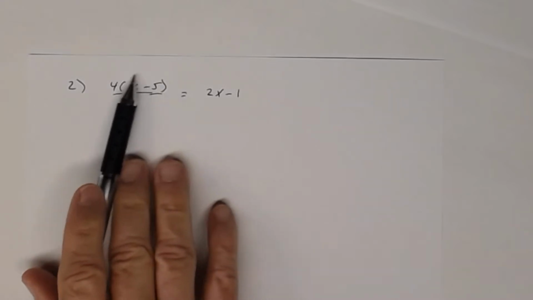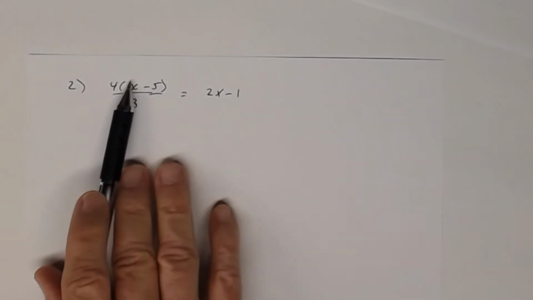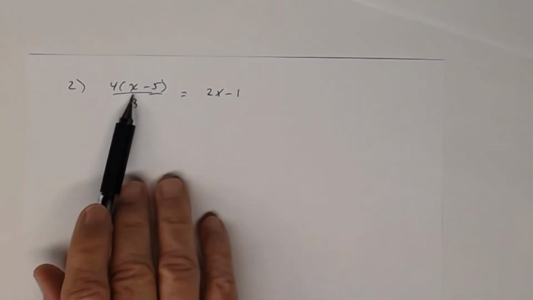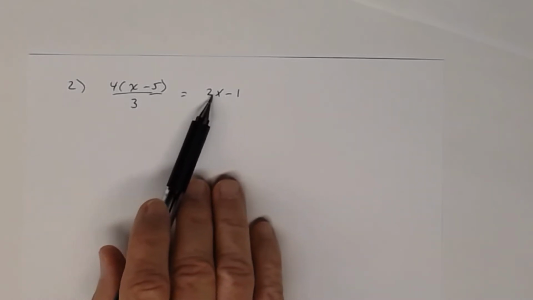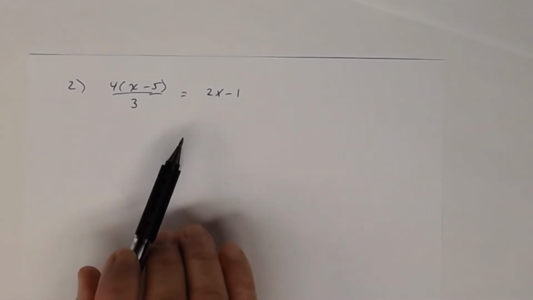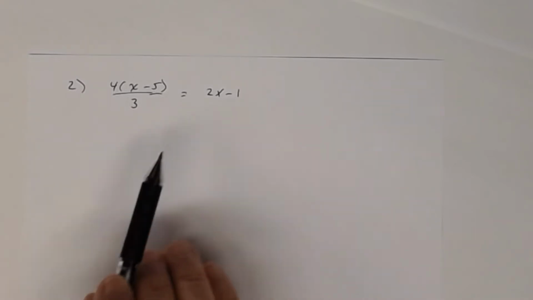And I want you to notice that the left-hand side, we can consider that one fraction, right? Because the numerator is 4 times x minus 5, and the denominator is 3. So my denominator is 3. In the right-hand side, there are a couple ways you can think about this. You can think about this as two terms, 2x and a negative 1, with a denominator of 1 each. So 2x divided by 1 minus 1 divided by 1.